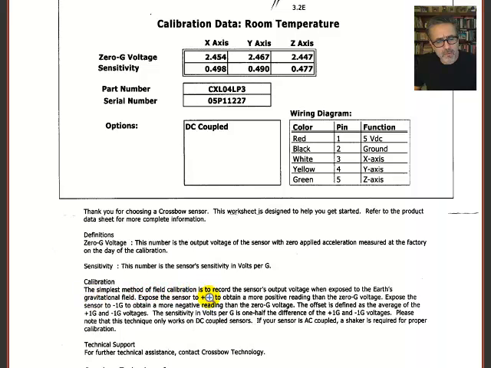It says the simplest method of field calibration is to record the sensor's output when exposed to the Earth's gravitational field, just the way I just mentioned. Expose the sensor to +1 G, right? That means you'd actually flip it over so that it's sensitive to +1 G to obtain a positive reading, more positive than the 0 G voltage, and then expose it to -1 G to obtain a more negative reading than the 0 G voltage. So what you're doing is checking the response to a DC. That works well if you have a device like ours that responds to DC acceleration, or constant acceleration.